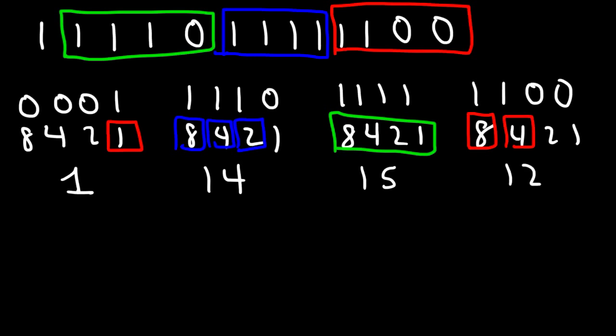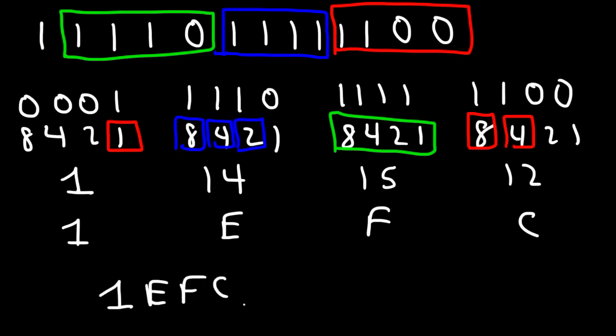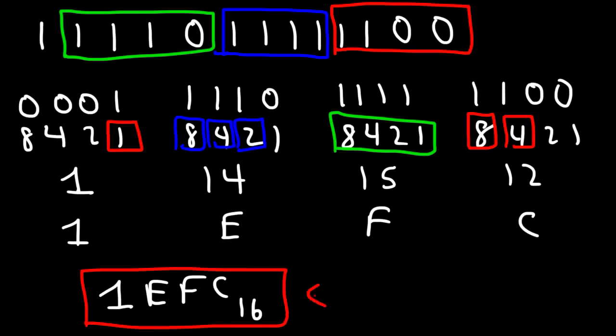So we know 10 is A, 11 is B, 12 is C, 13 is D, 14 is E, 15 is F. And so the answer is 1 E F C in the base 16 system. So this is our answer as a hexadecimal.